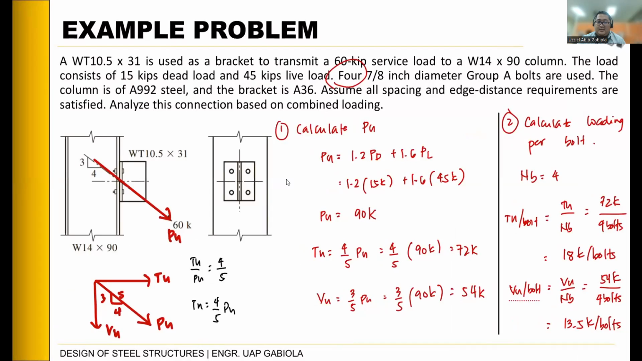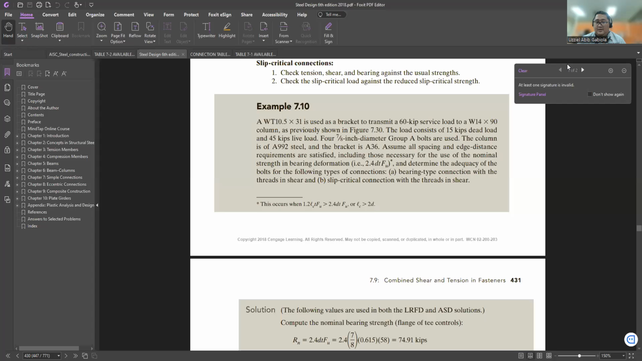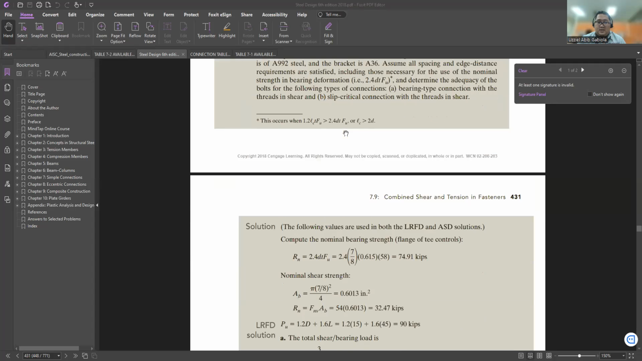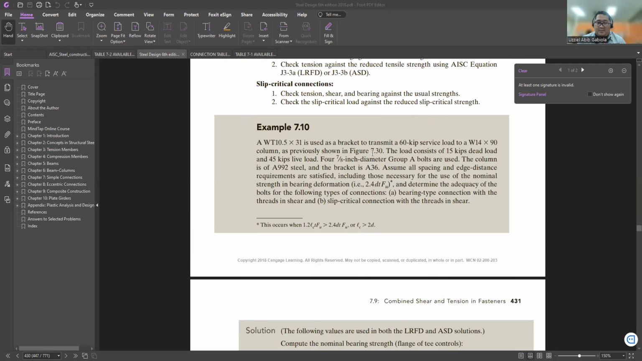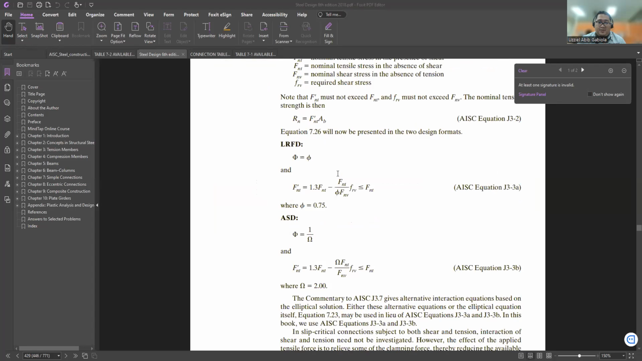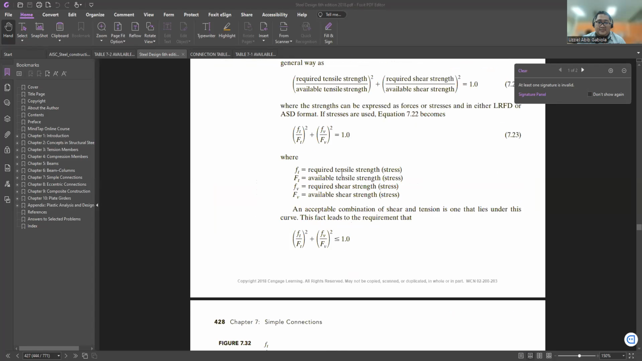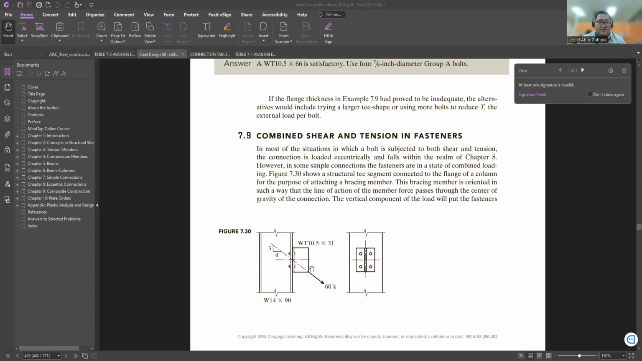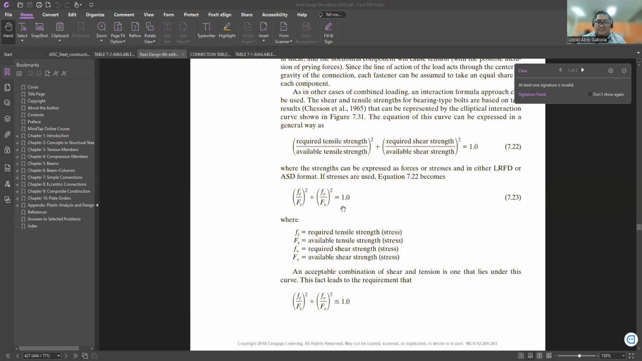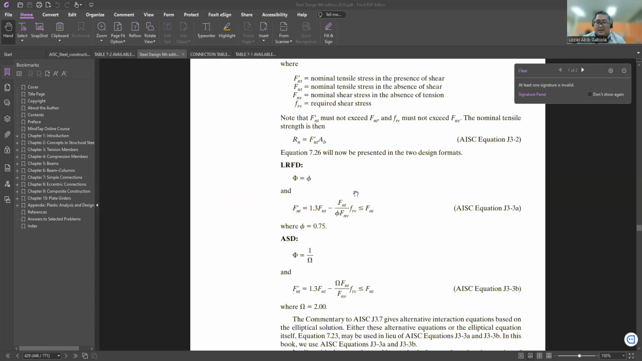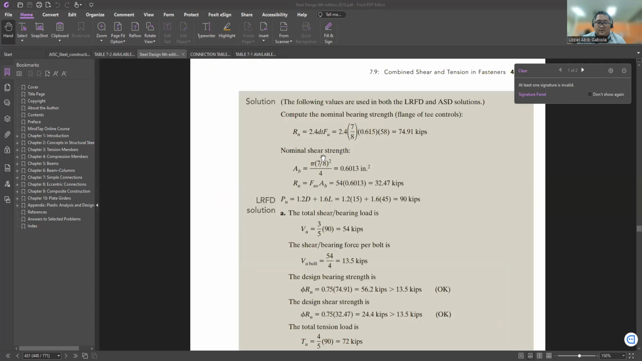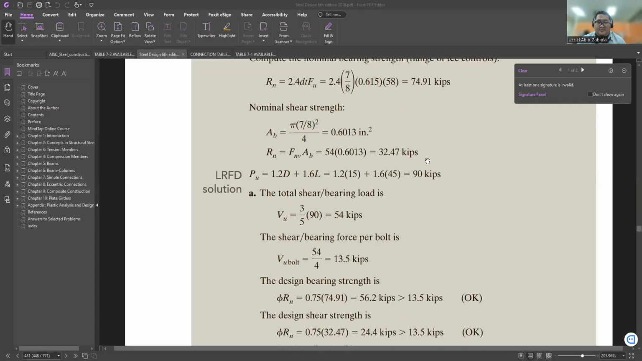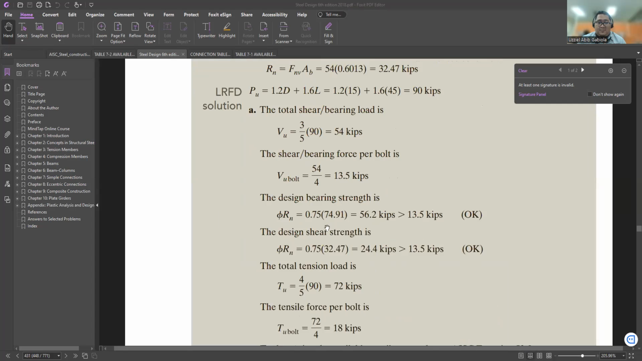Ito yung kay Segi. That is example 7.10. Ito yan. So, dito, figure 7.30. 7.30 ay nandito sa taas. Yan, ito yan, 7.30. So, yun talaga yung figure niya. And then, yung example niya, tingnan natin yung mga na-solve niyang value. For PU, 90 kips. So, parehas lang sa atin. And then, ito yung mga comparison niya.